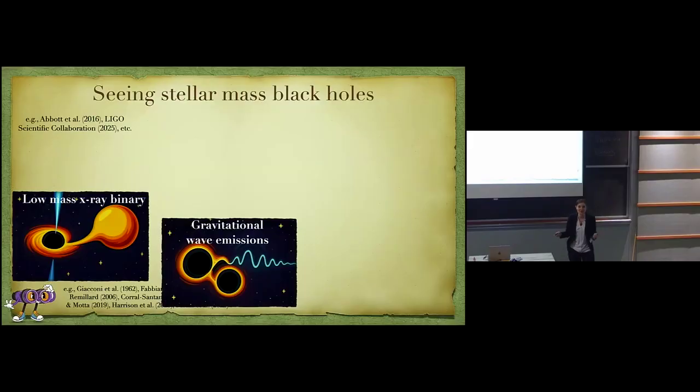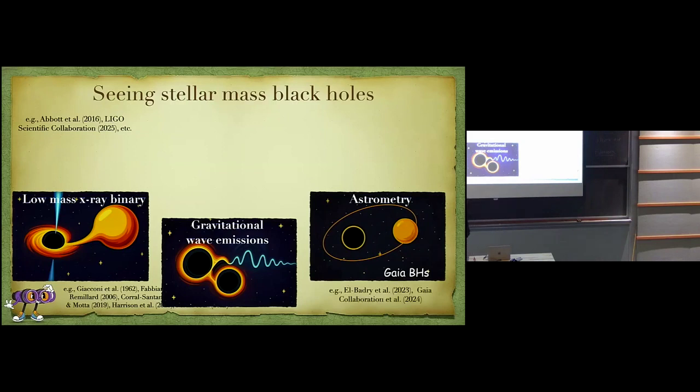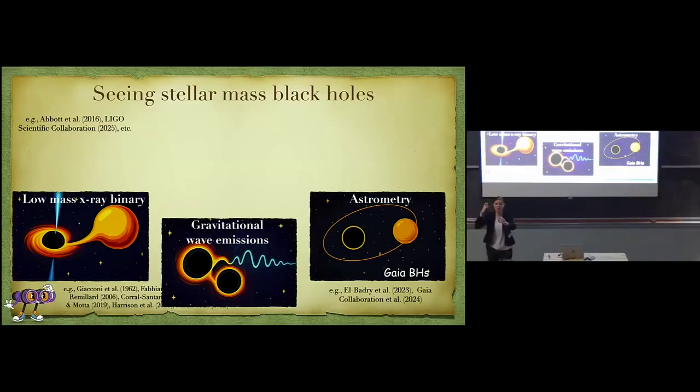Another way to detect stellar mass black holes is through gravitational wave emission, which really transforms the way that we sense our universe because we no longer rely on the electromagnetic spectrum. Another way is, of course, the Gaia BHs, where we really detect the motion of a star around an unseen companion.